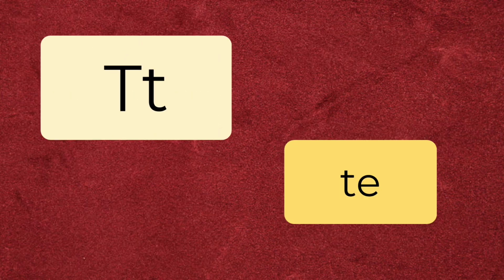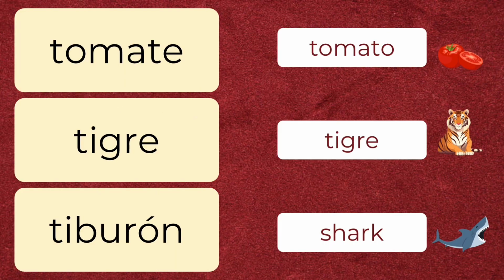Letter T in Spanish is T, and it always sounds T. For example, tomate, tigre, tiburón.